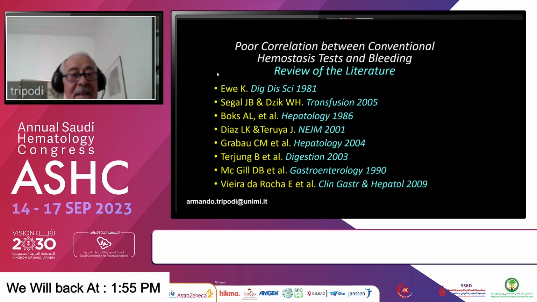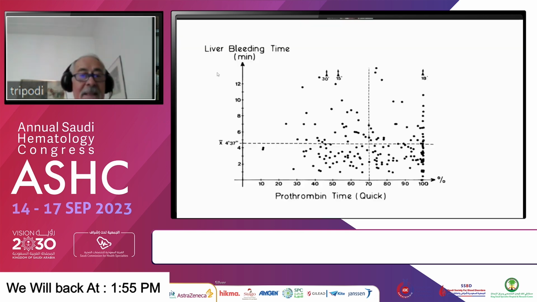In fact, there was several evidence of a poor correlation between conventional hemostasis tests and bleeding in cirrhosis. This is a review of the literature. I'm particularly interested in the first paper published by Dr. Yu in 1981. You see a figure from that paper. The author tried to measure the liver bleeding time, that is the bleeding time directly on the liver during a laparoscopic liver biopsy in a patient. He also tried to correlate the liver bleeding time with the peripheral prothrombin time. And as you can see here, there was no correlation at all.